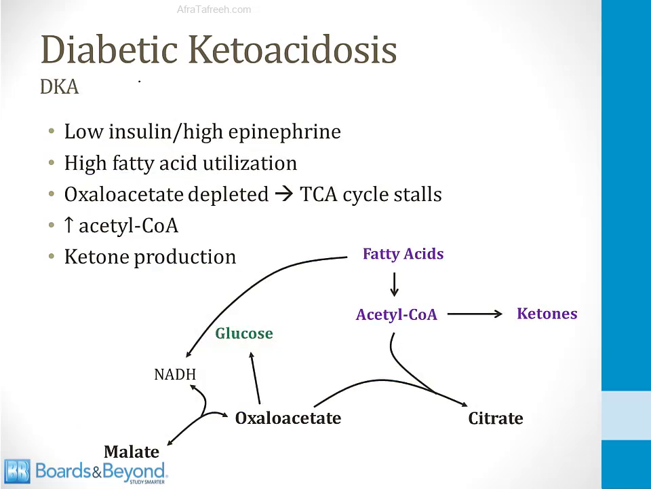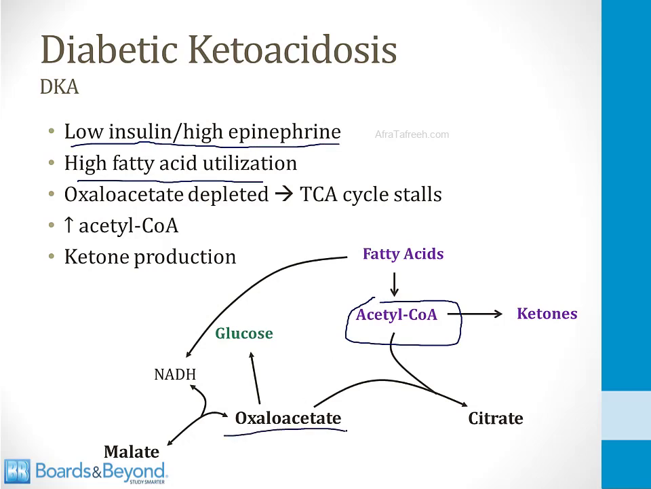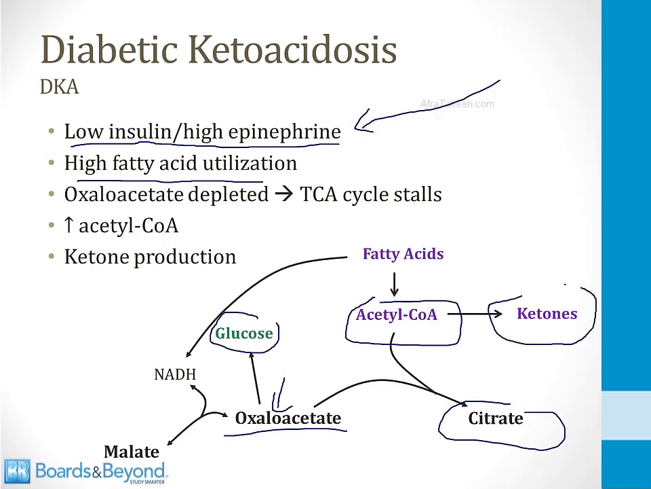In the biochemistry module on ketone bodies, I talk more about the biochemistry of DKA, but I'll just review a few of the highlights for you here. In the setting of low insulin and high epinephrine, there is high utilization of fatty acids. Fatty acids can be converted to acetyl-CoA. Normally, acetyl-CoA can enter the TCA cycle by combining with oxaloacetate to form citrate. However, in the setting of low insulin and high epinephrine, all the oxaloacetate is being driven towards glucose. This means there is not much oxaloacetate around to combine with acetyl-CoA, and therefore ketone bodies are produced.